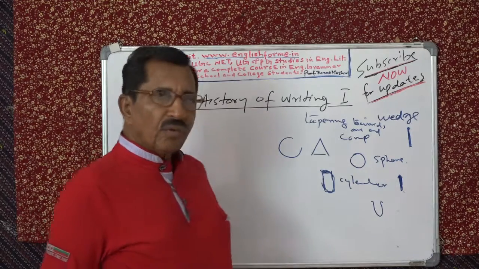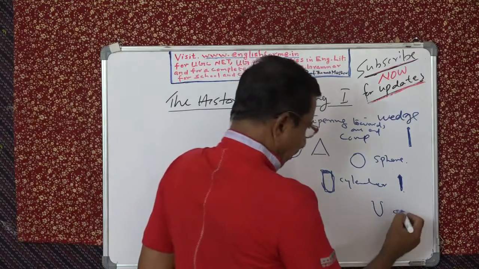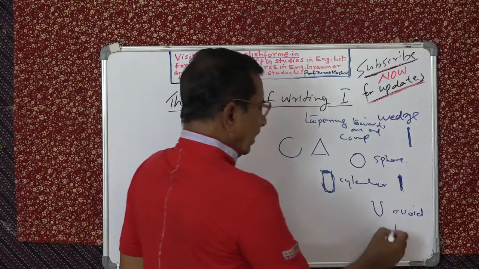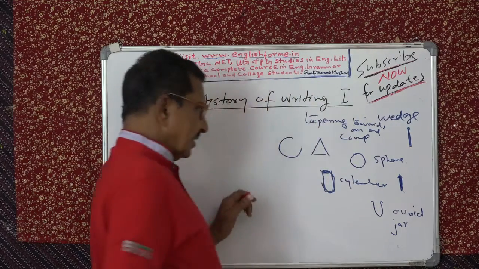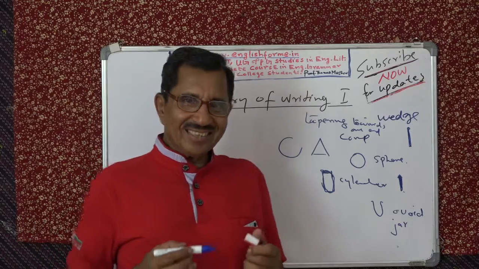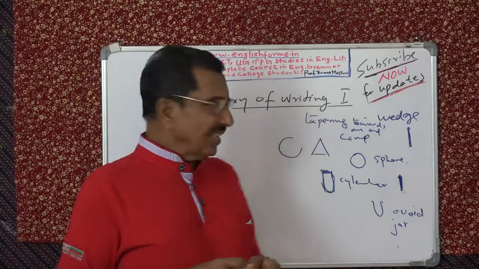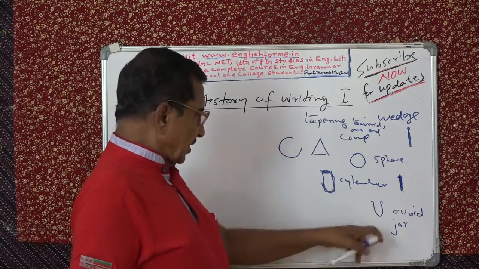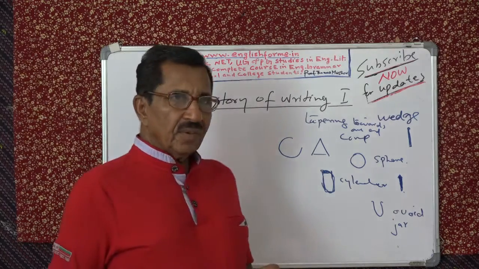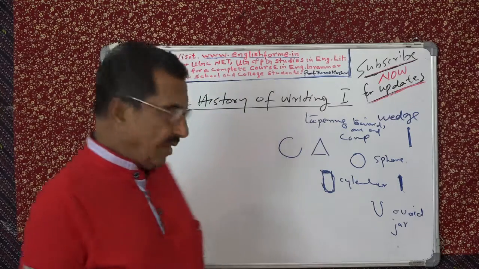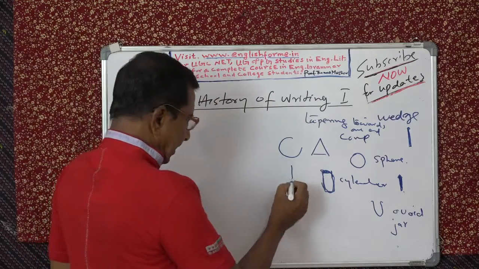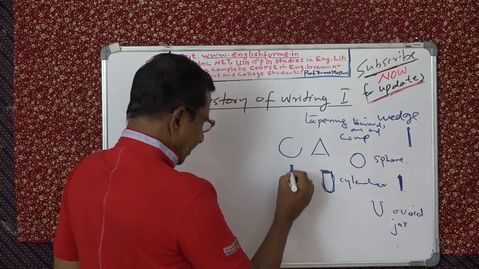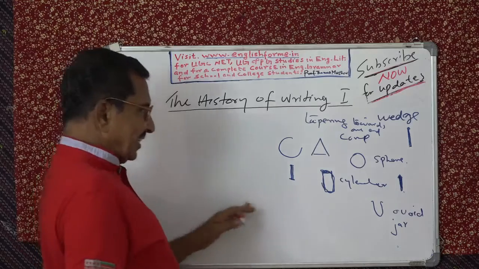is ovoid, O-V-O-I-D, ovoid shape, or we say jar shape. This is, that's very interesting, no? Isn't it? And then what do you want next shape is ovoid shape, U, English U. Cylinder shape you have I. See, for example, capital I. Isn't it? Capital I. English.